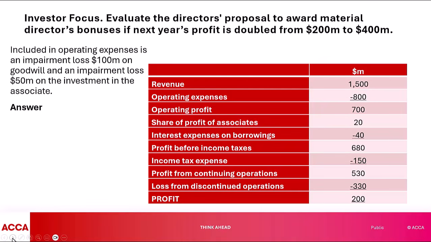Same set of data, this time more investor focus. Rather than correcting the standard, I'm thinking about an investor focus. And the proposal is that the directors are wanting a bonus if next year's profit is doubled from 200 to 400. Is that reasonable?